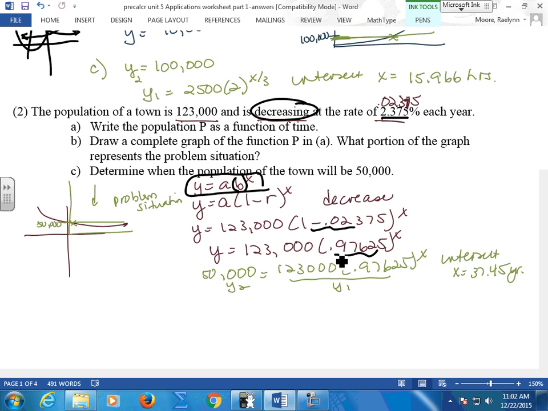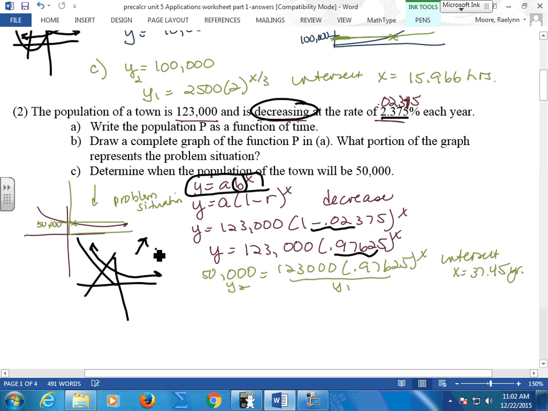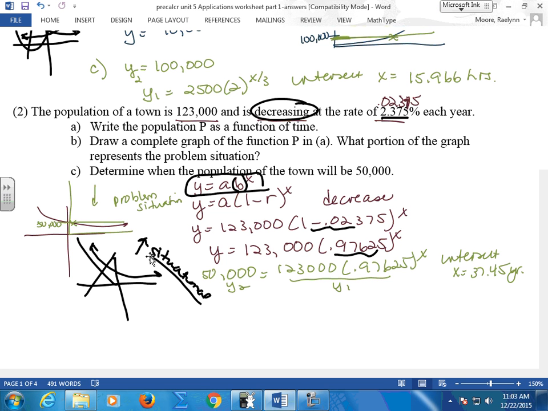So again, we know that a decreasing exponential curve goes this way. This is your complete graph. This right here is your situational graph. Situational because we can only be in quadrant 1. We can't have negative time. So we kind of stop right here and we just look at your quadrant 1. And we want to see when does it decrease to 50,000, which is a lot for it to decrease. From 123,000 at a little over 2% every year, it's going to take you a little longer to get there. I think we looked at one yesterday that decreased like maybe 3,000. So of course that wasn't a big one.